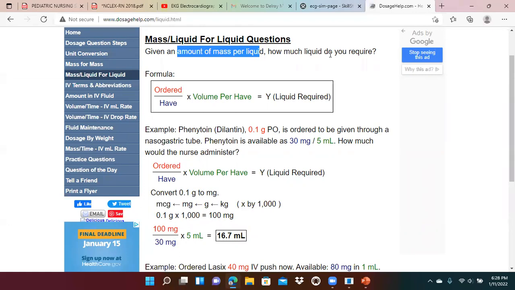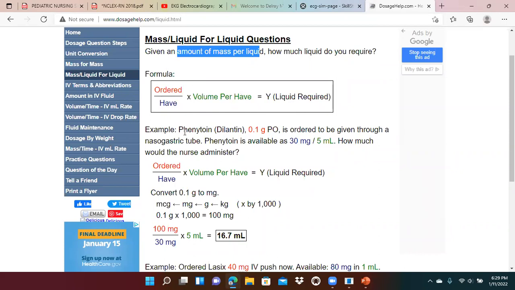So we actually call these volume formulas. The required medication in liquid equals the doctor's order divided by the medication in hand or available, and multiplied by the volume per have.